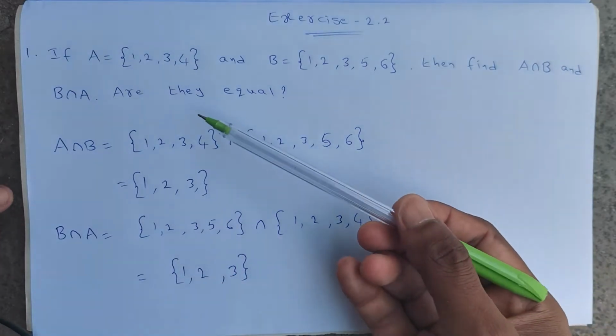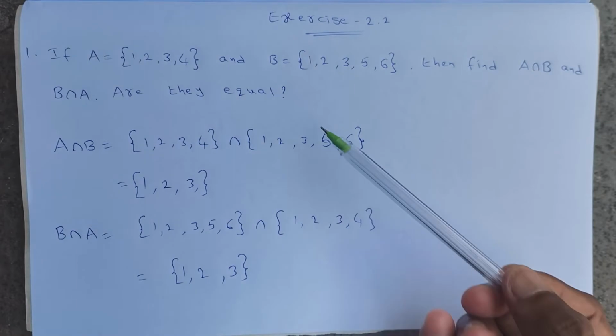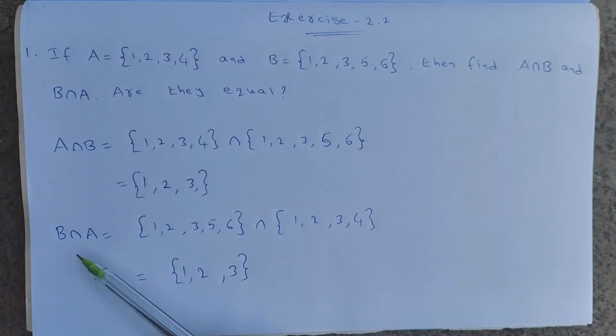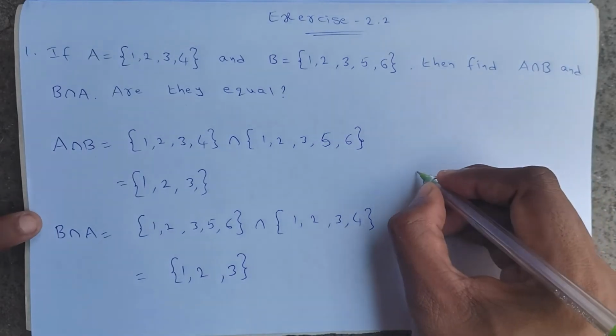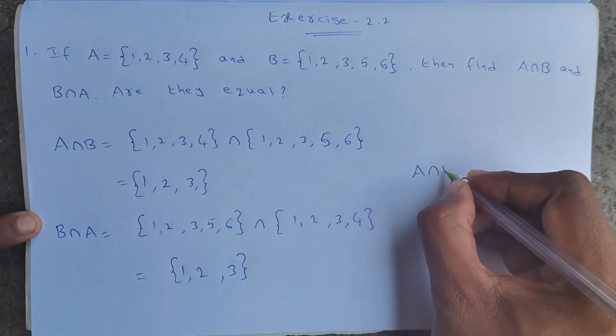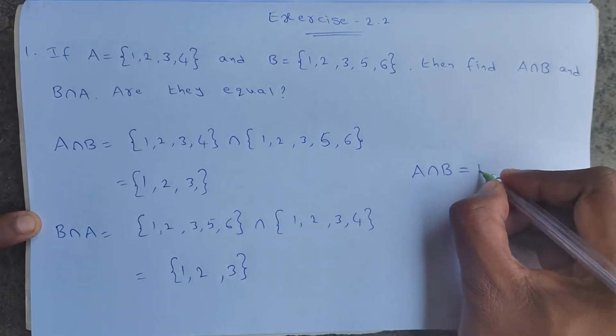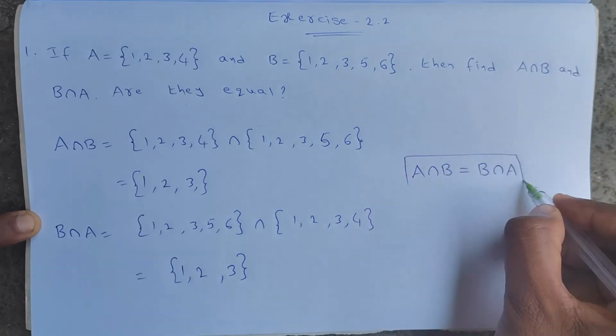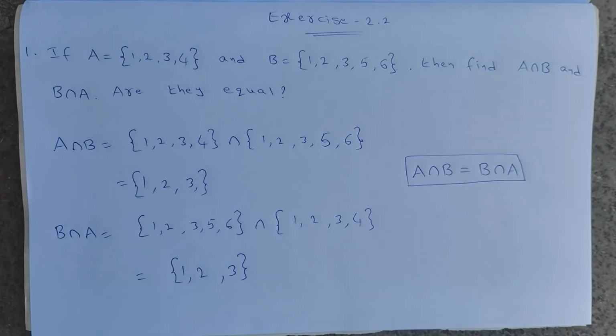So what do you observe from this? The question is asking, are they equal? A intersection B is {1, 2, 3}. B intersection A is also {1, 2, 3}. So we can conclude A intersection B is equal to B intersection A.